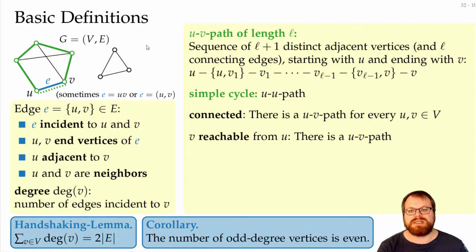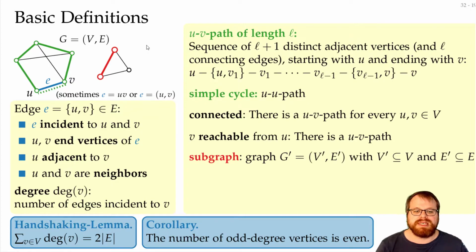We often use subgraphs. So a subgraph is just another smaller graph where the vertices are a subset of the vertices of G, the edges are a subset of the edges, and of course you can only have edges between vertices in V prime. So this here is a subgraph where you have these two vertices and this edge. Also this here is a subgraph. But also this here is a subgraph where we just add these vertices, but none of the edges incident to it.